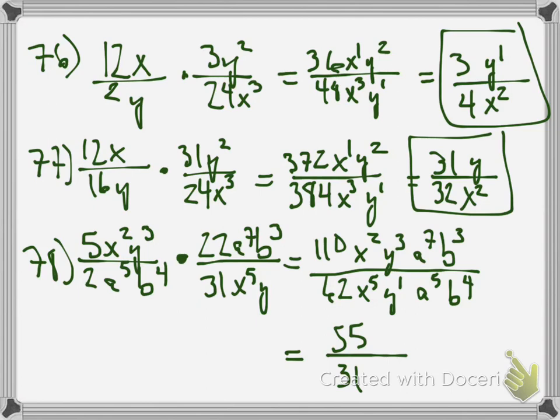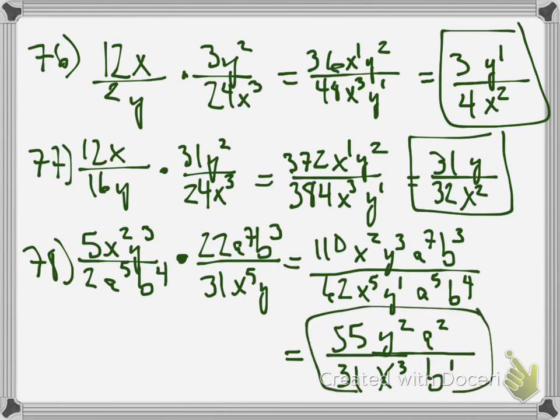2 minus 5 is negative 3, so that means the x goes on the bottom. 3 minus 1 is 2, so the y goes on top. 7 minus 5 is 2, so the a goes on top. 3 minus 4 is negative 1, so the b goes on the bottom. And there you go. Plain and simple, that's how you get that answer.